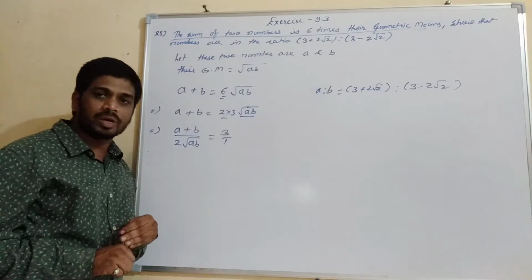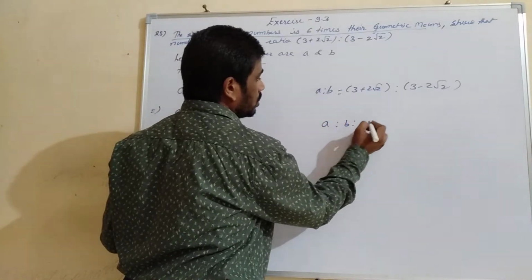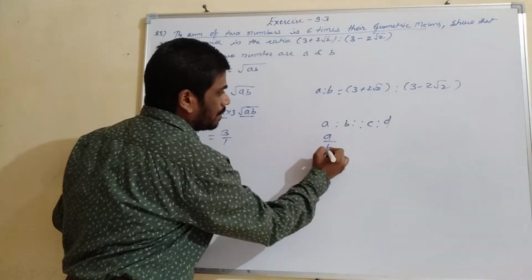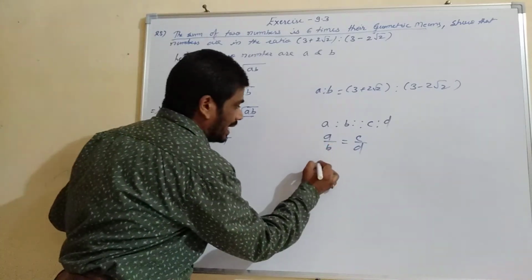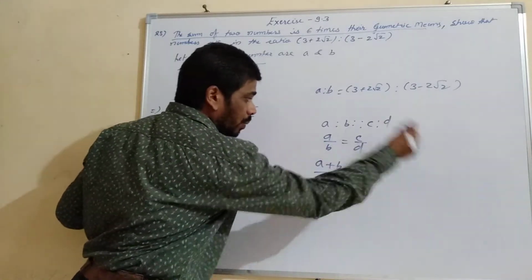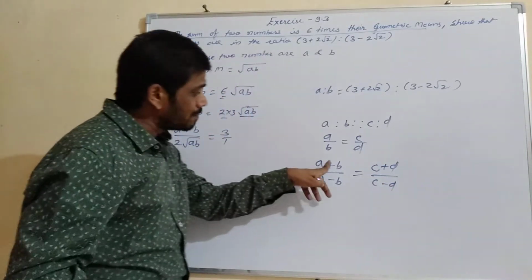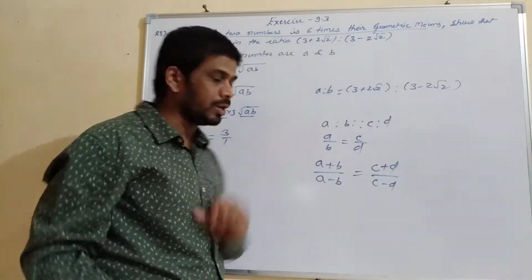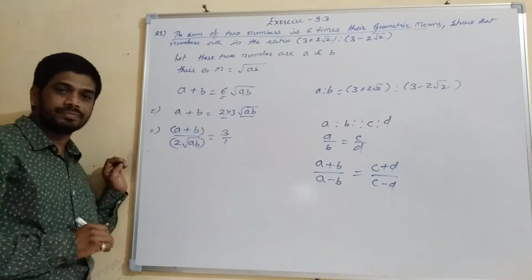So first we will understand what the componendo and dividendo rule is. If a upon b equals c upon d is given, then through componendo dividendo we can write a plus b upon a minus b equals c plus d upon c minus d. If you write minus here, you write minus there; if plus, then plus. This is called componendo dividendo. So here also we will apply the componendo dividendo rule.